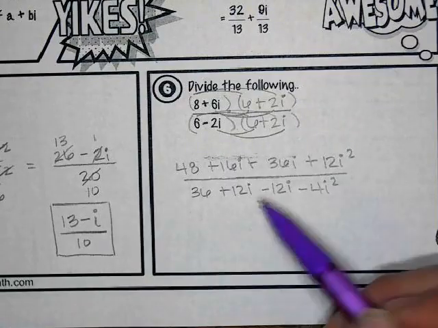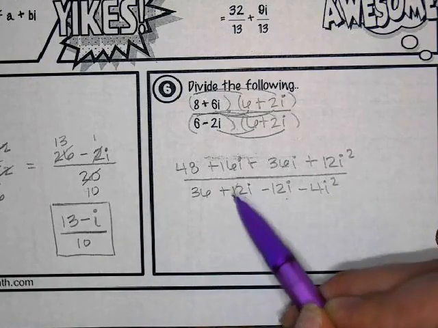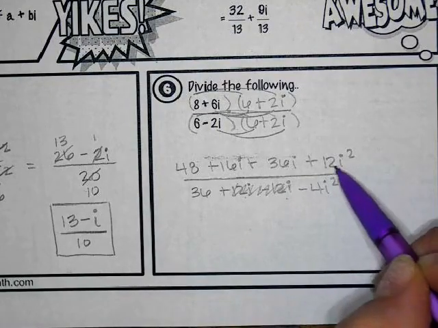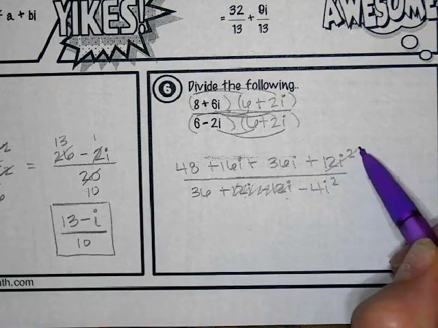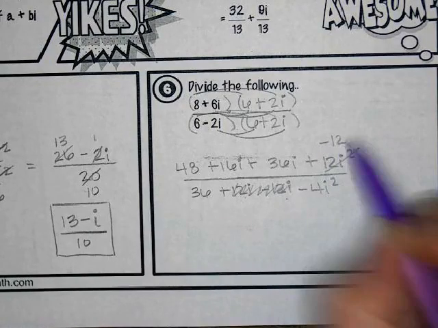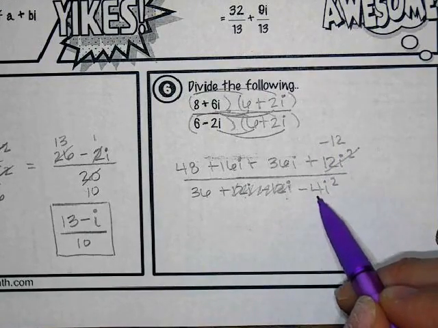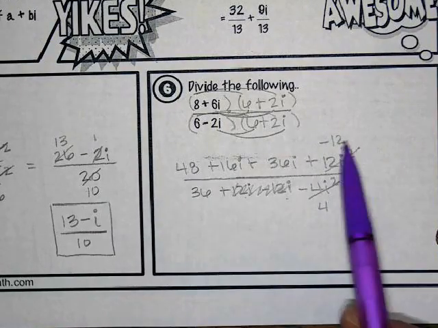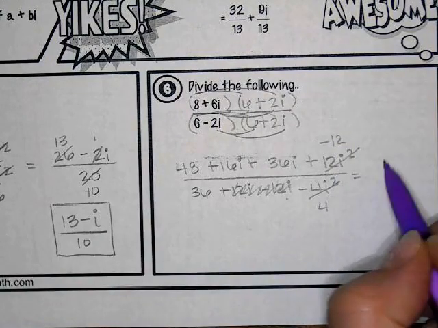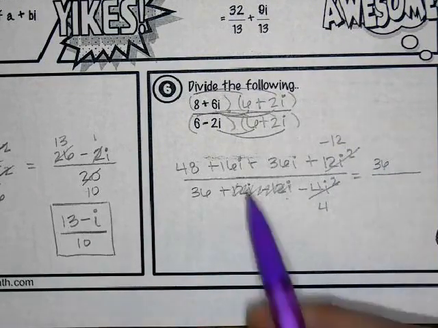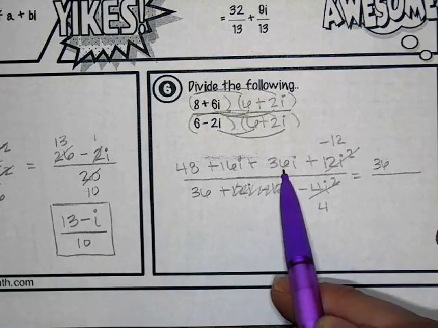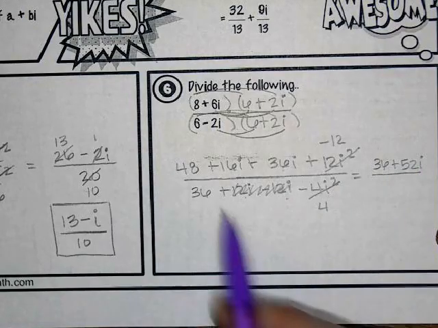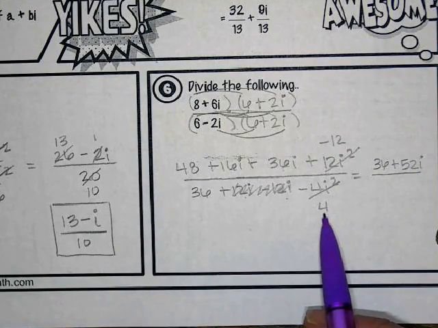So the positive and the negative 12i cancel. Positive 12i squared is negative 12. Negative 4i squared is positive 4. Okay. So 48 and negative 12, 36. 16i and 36i is 52i. 36 and 4, 40.